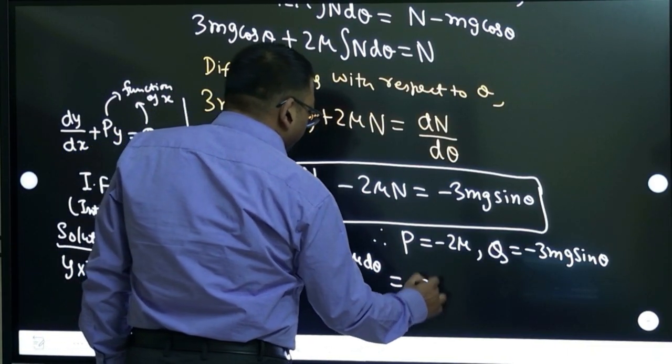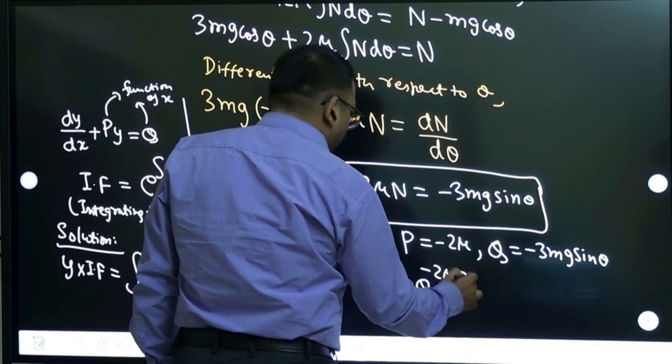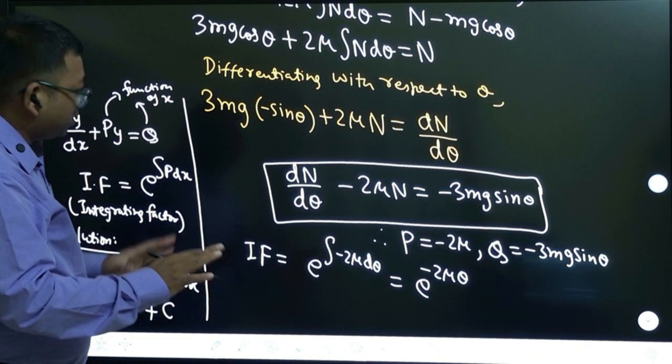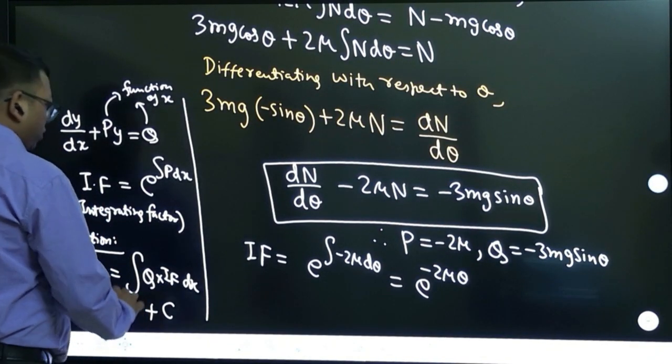So we will get e to the power minus 2 mu integration of d theta, which means this theta. We'll write it like this, without any limit, it is calculated. Okay, so like this we calculate. Now let us write the solution.